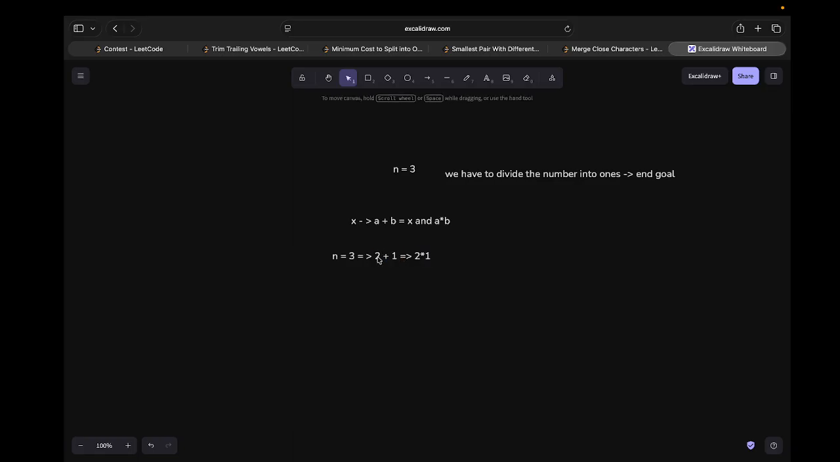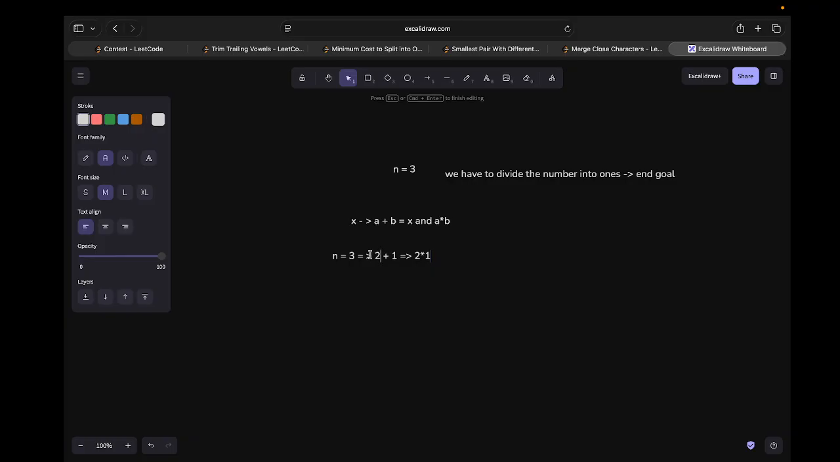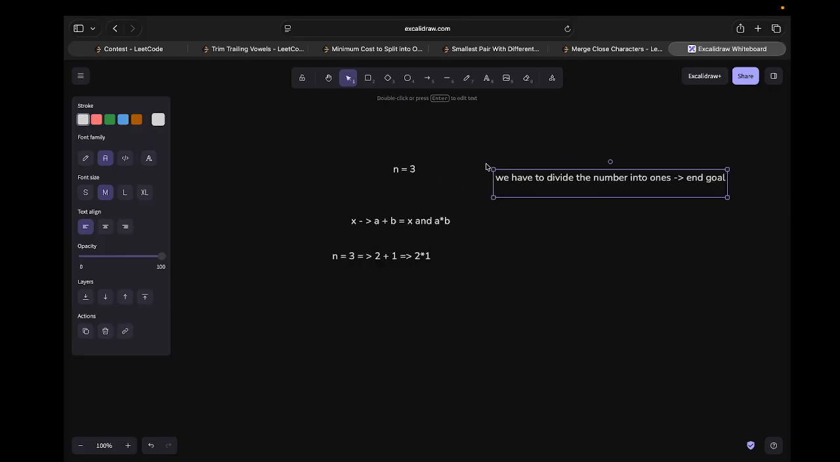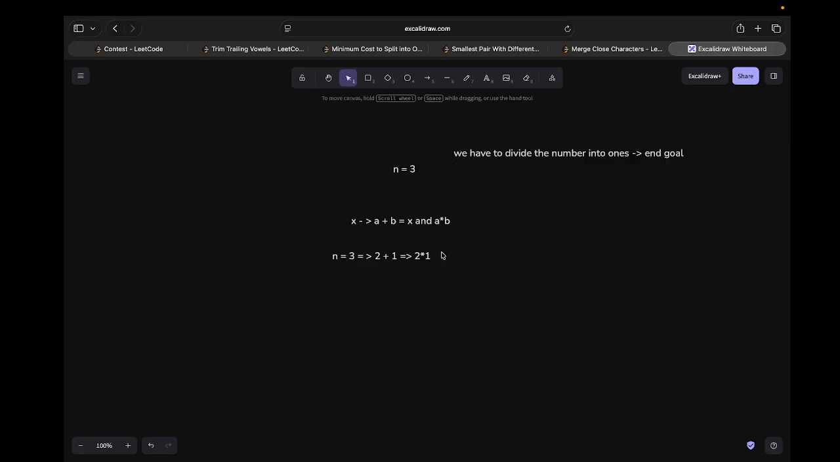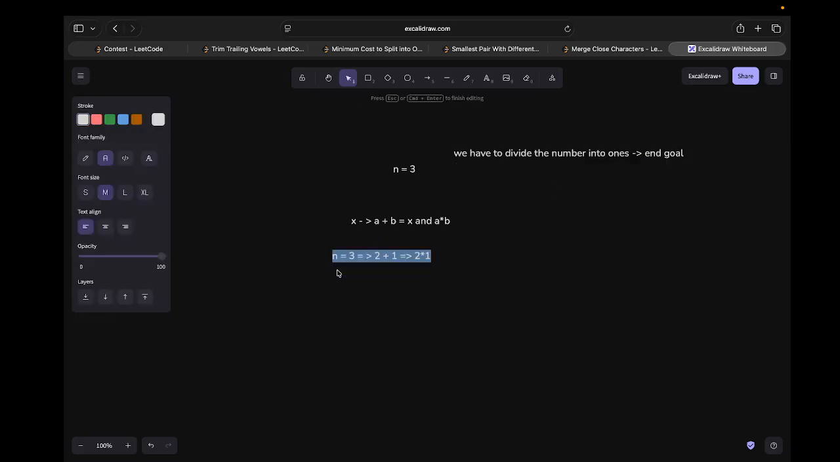But you see, we have the new numbers 2 and 1, in which 2 is not a 1. What we have to do, this is our core thing, is divide them into ones, right? So the same as we did for 3, we now have to do for 2 as well. So how can we divide 2? We can divide 2 into 1 plus 1, and then it becomes 1.